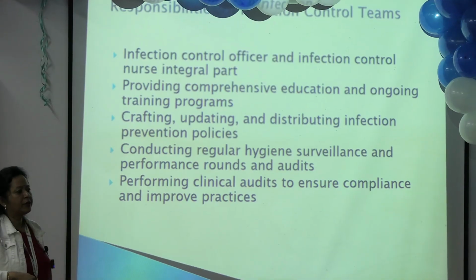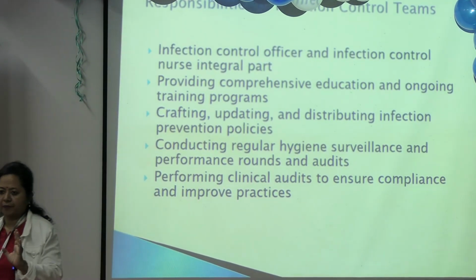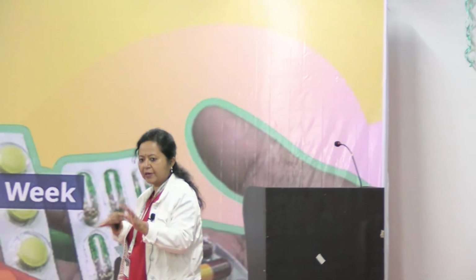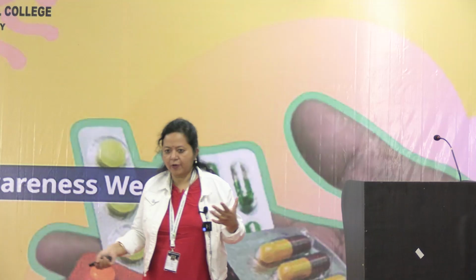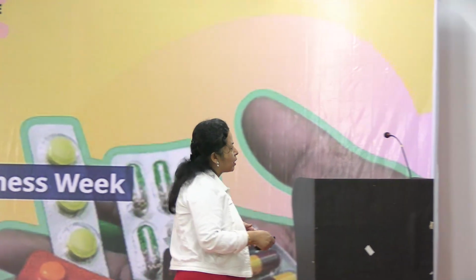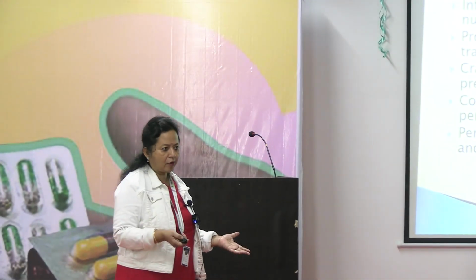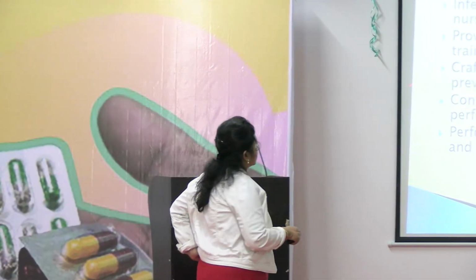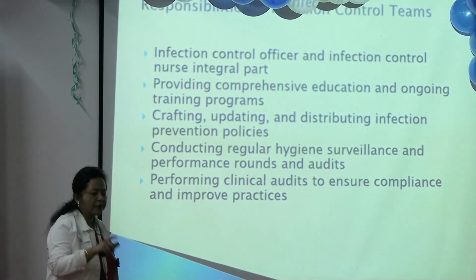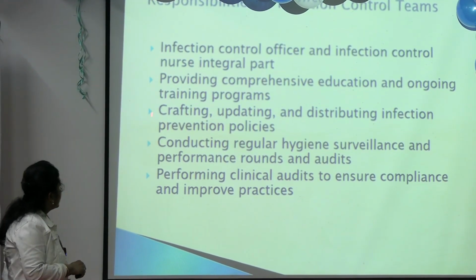Responsibilities of the infection control team. So we have an infection control committee and we also have an infection control team. Committee is a bigger body. Team is a small body who will go in the hospital and take rounds, see everything is fine, where there is an outbreak or the surveillance activity is going on properly or not, if the autoclave is working properly or not, you know. So these things. Infection control officer and infection control nurse, integral part. We have different trained nurses for that. They are called infection control nurse.